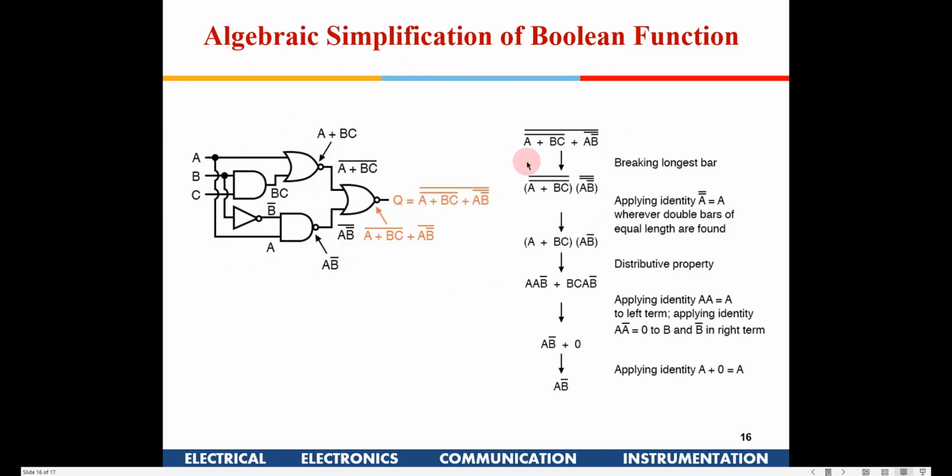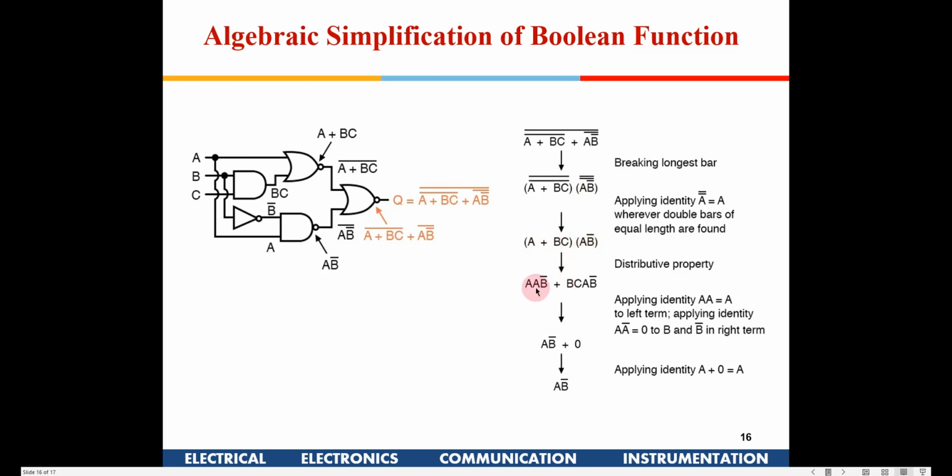Now if I have to simplify this, the whole bar is put here. I'm going to consider A or BC, the whole bar, as one function, so I'm putting one bar out here, and this OR I'm going to replace with an AND. So AB bar, and there is one more bar here. If you see, there are two bars, one here and one here, so those two get cancelled. So this is the expression which I finally get.